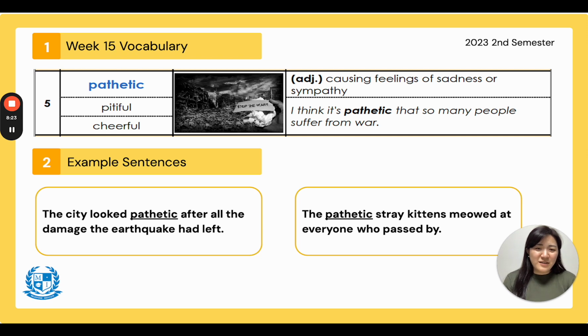Or, the next sentence. The pathetic stray kittens meowed at everyone who passed by. So the stray kittens mean they don't have a home and they live outside, right? So whenever someone would pass by, they'd be like, meow. They would have a pathetic little meow. Causing feelings of sadness and sympathy. Pathetic.